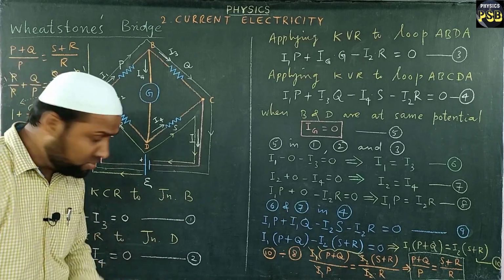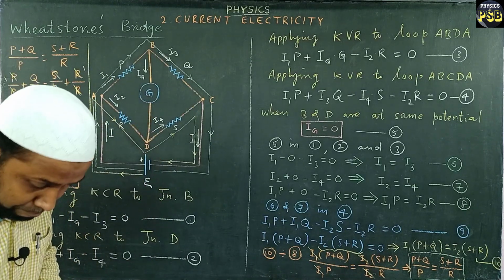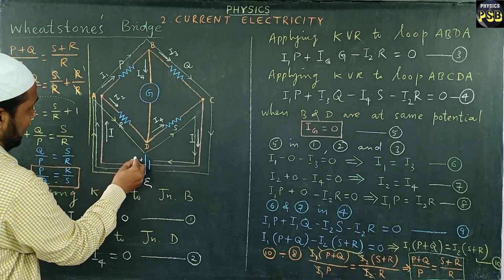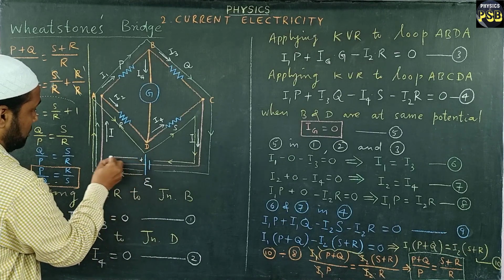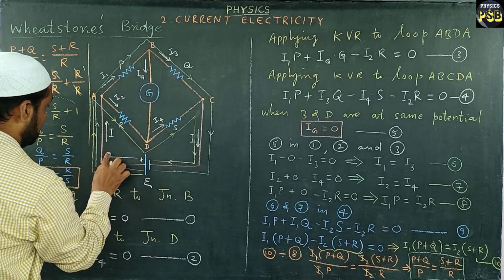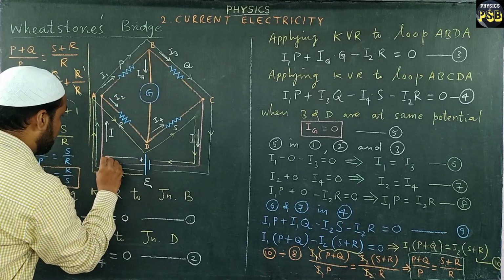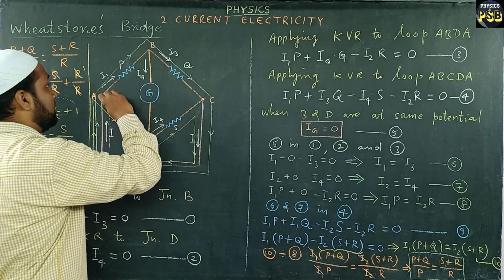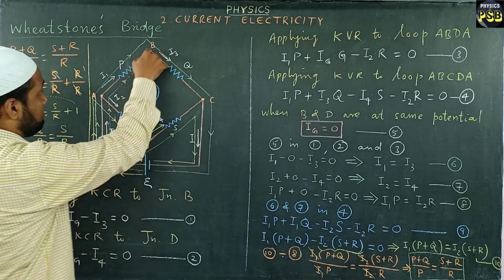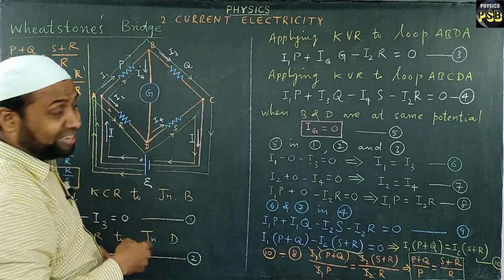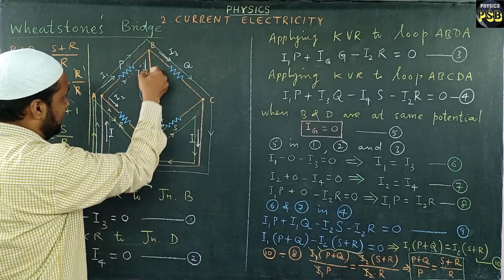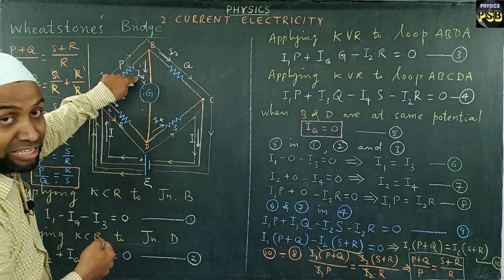Suppose there is one more possibility here. What is that? If the current has chosen this path, after reaching B, we'll start from here. It chooses this path. Now instead of moving to point C, if it decides to flow through G, then it takes this path. This is how we get the direction of IG.